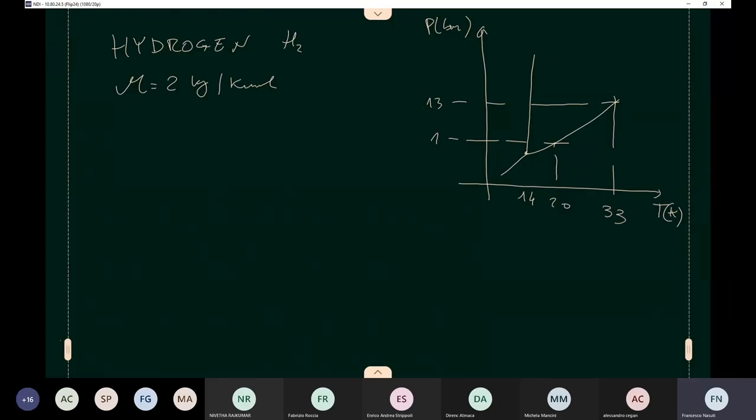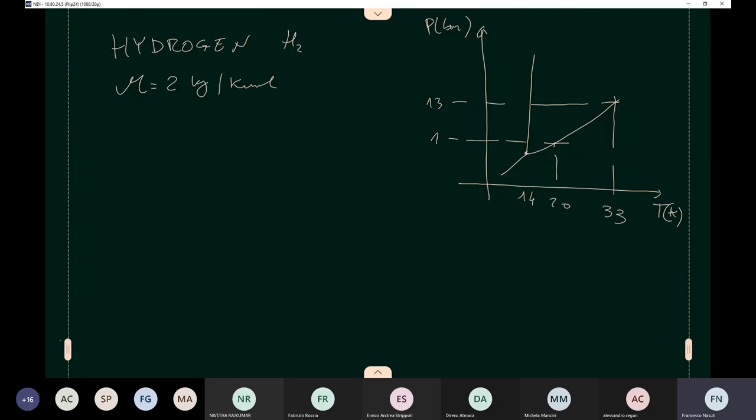And we'll mention also shortly something more about this in a few minutes. So look at the range at 1 bar: we have the range between 14 and 20 Kelvin in the liquid phase. And in general, if you increase pressure, you can move up to 33 Kelvin. And if you go above 13 bar, you have supercritical fluid. So it has properties that don't seem to make it so interesting.